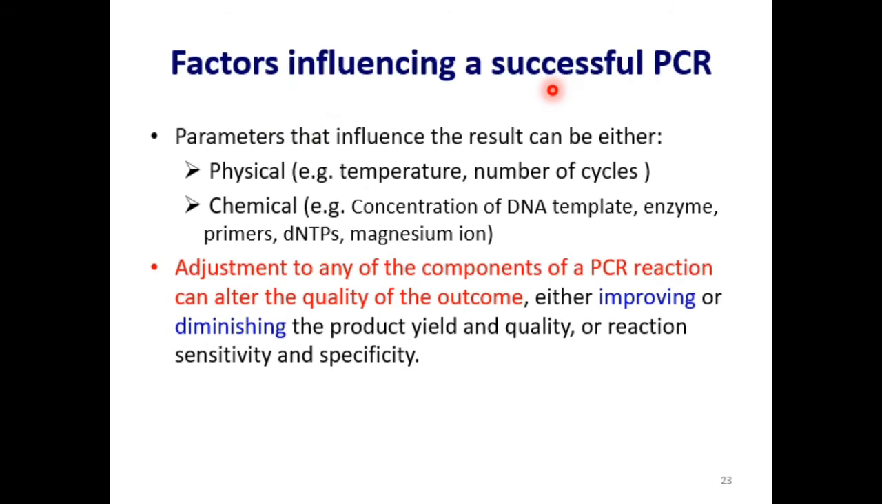In order to have a successful PCR, there are certain factors that you need to consider, or certain parameters that may influence your PCR results. Those factors can be physical, like the temperature, for example, the annealing temperature, the extension temperature, and the number of cycles. How many cycles do you need for that PCR to be successful, 20, 30, or up to 40 cycles, it depends.